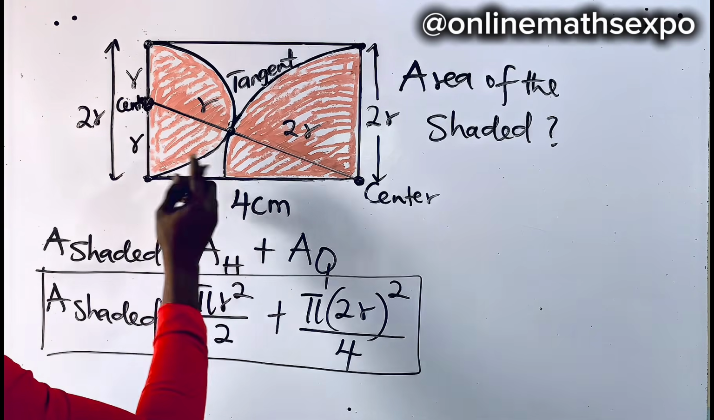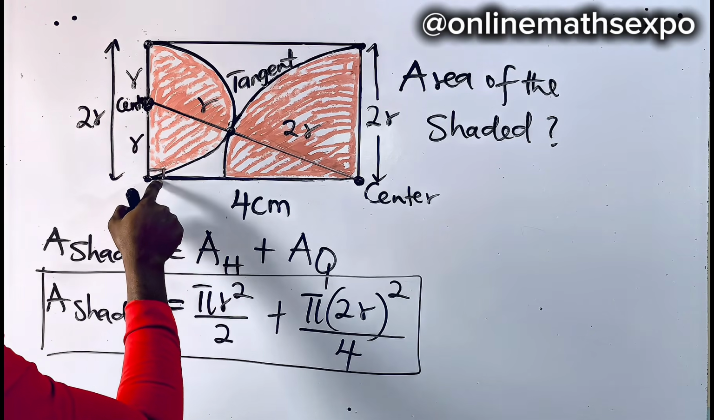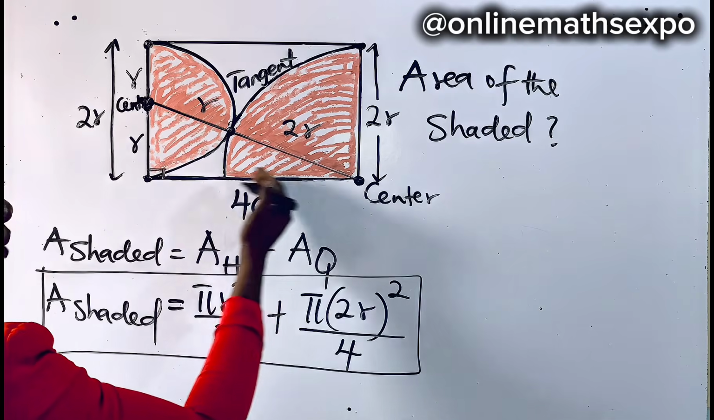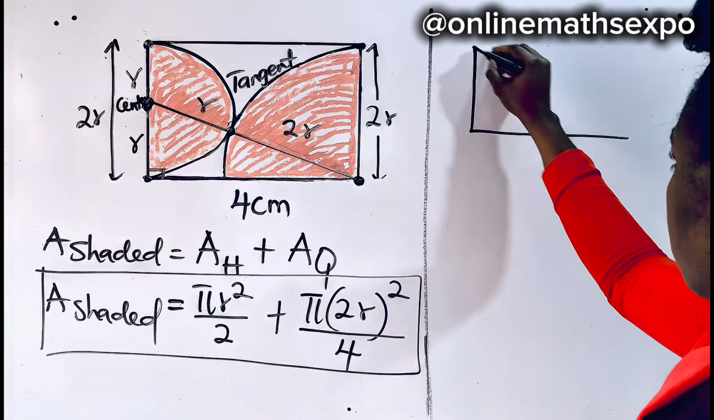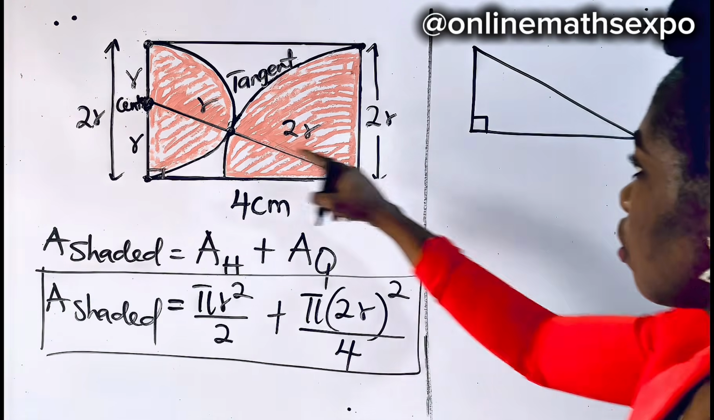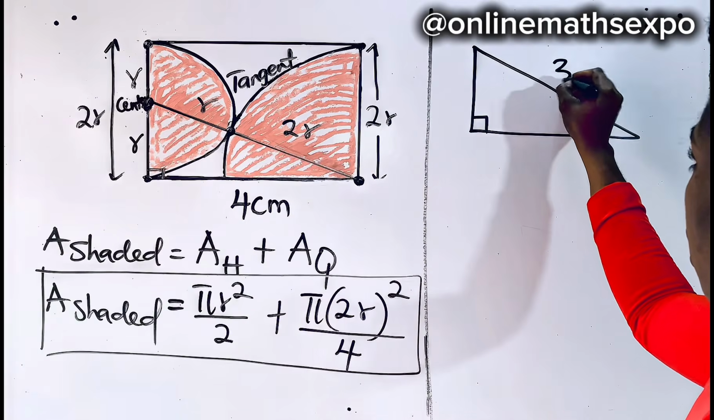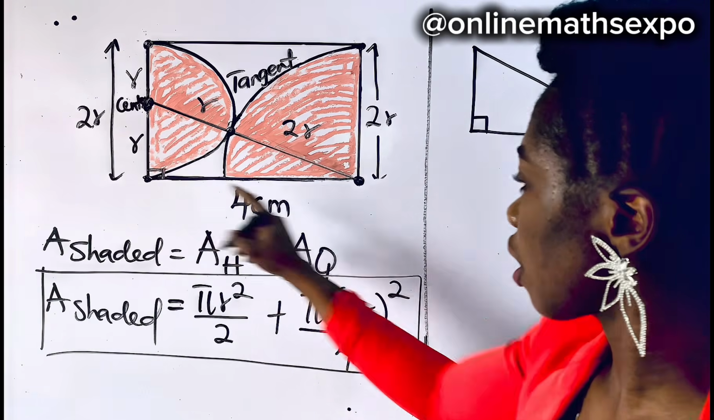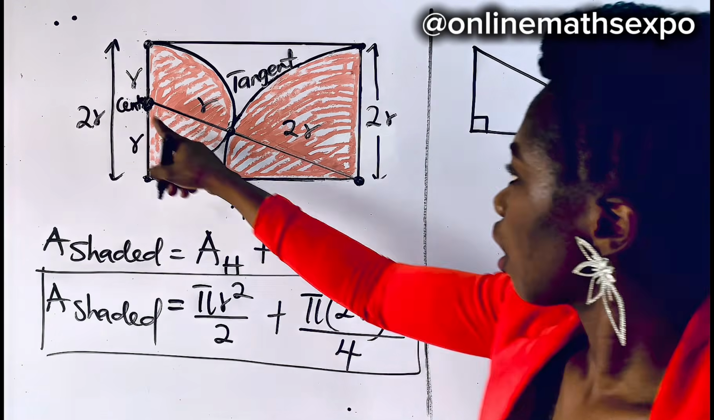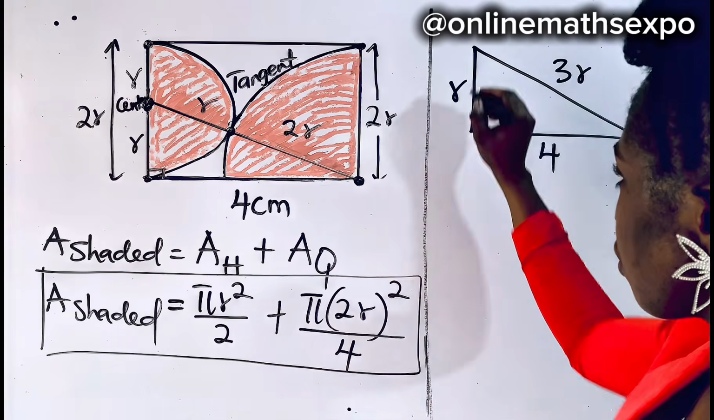And remember that this is a rectangle. And if this is a rectangle, remember it makes angle 90 here. Now bring out this shape. This length has given us 3r. From here to here gives us 4. And from here to here gave us r.